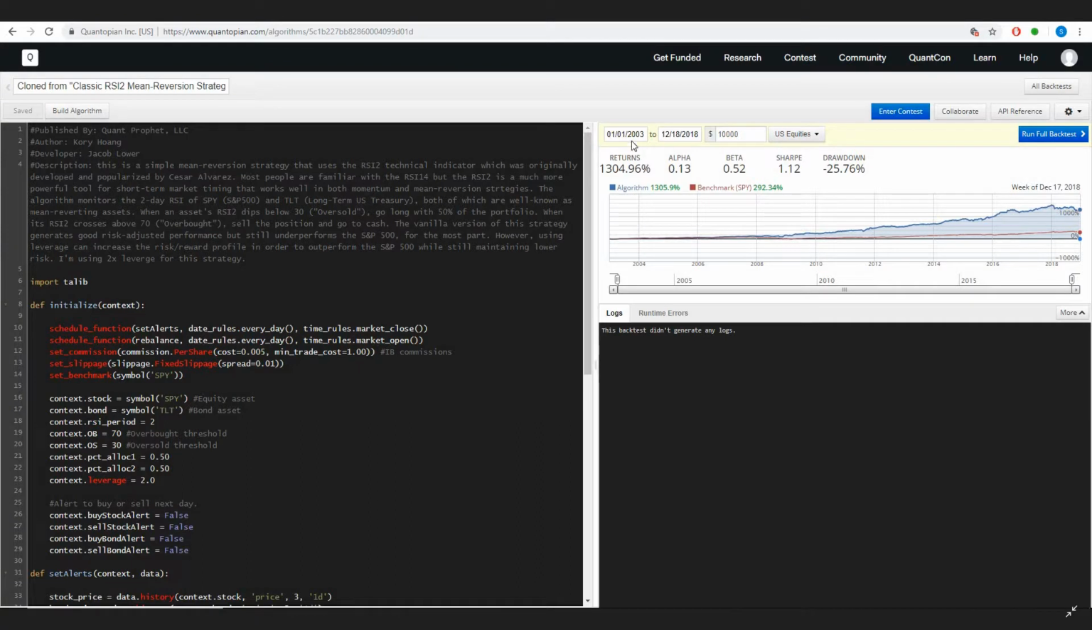And as you can see, I backtested it all the way back to January 1st, 2003, all the way up to today's date. And this algorithm returned 1,304.96%. And to compare, SPY, which is the go-to benchmark for how the market is performing, returned a little bit under 300%. So if you use the most simple RSI strategy that you can over the course of time, it almost more than quadrupled the market returns, which is incredibly impressive, and it's incredibly profitable.